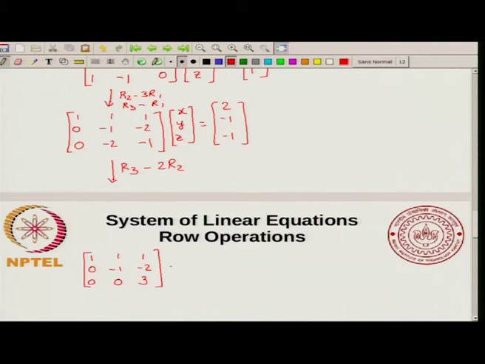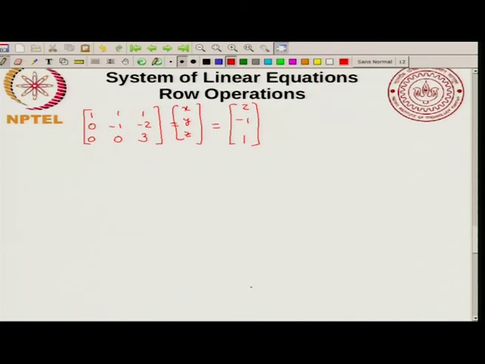This times x y z is equal to, on the right side, 2, minus 1, and then minus 1 minus 2 times minus 1, so plus 2, that is 1. So you converted the equations to something like this. The same 3 equations, with some linear combinations, gave you this new set of equations. Now you can immediately see, just look at the third equation. The third equation says 3z equal to 1, which implies z equal to 1 by 3.